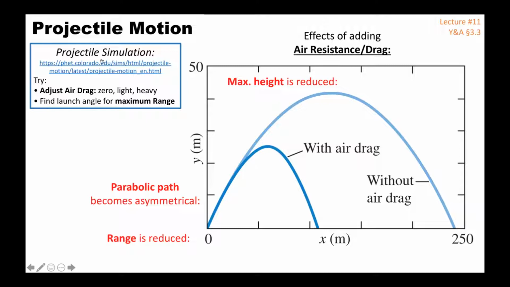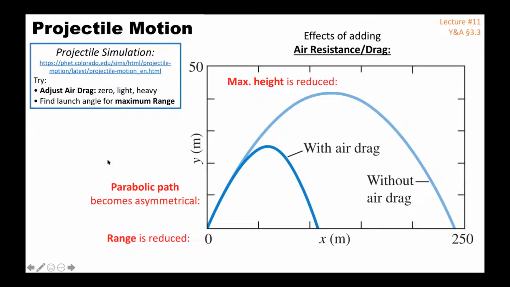I'm going to now switch over to a simulation. This is one of the many physics and other science simulations that are available online from the University of Colorado. So if you look at the PDF file of our lecture slides, then you can click on this link instead of having to type the whole thing in, and it'll take you directly there. Or you can just Google PHET University of Colorado, or go to phet.colorado.edu.